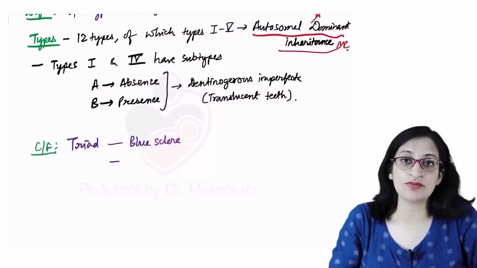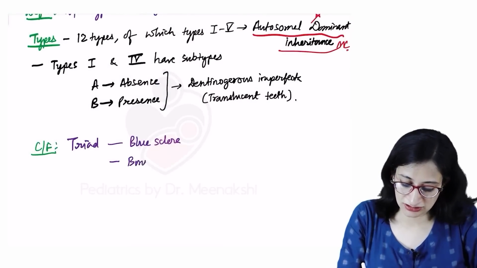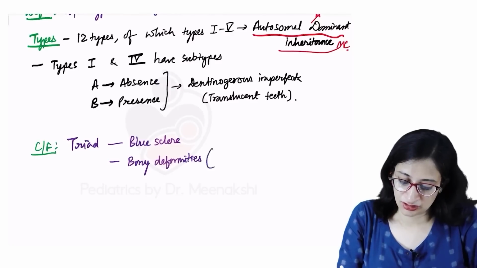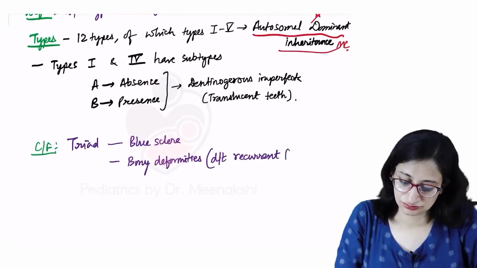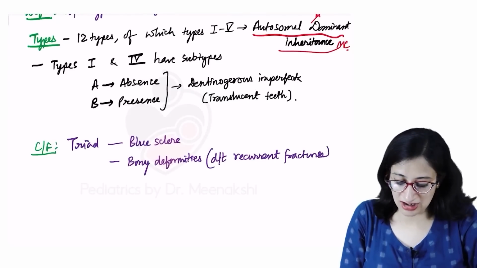Then there are bony deformities due to recurrent fractures and malunion. Okay, and there is deafness. So that is the triad of osteogenesis imperfecta.